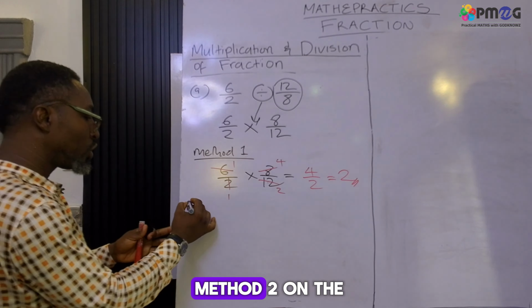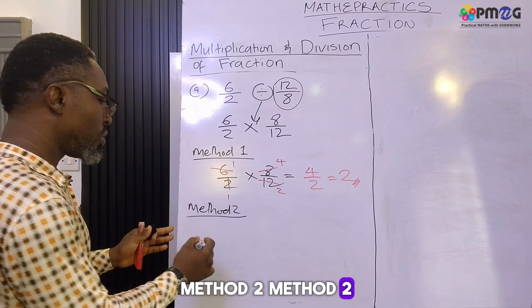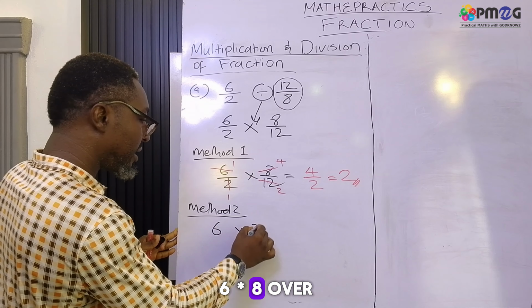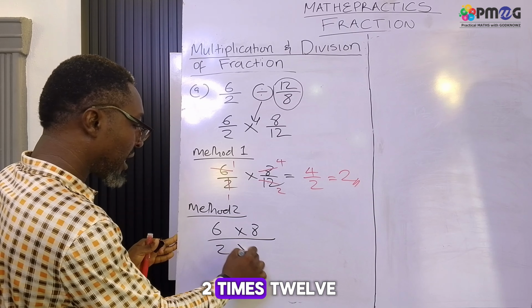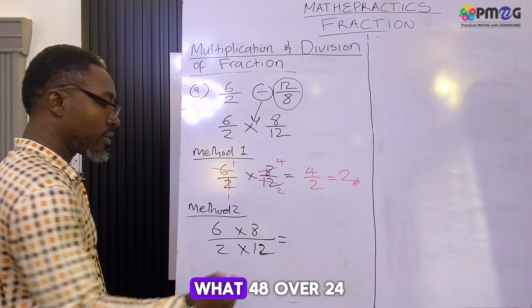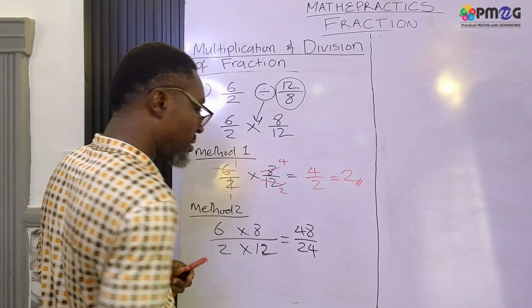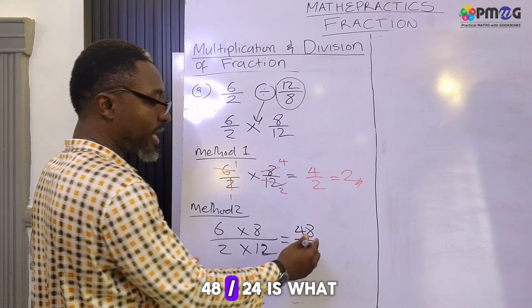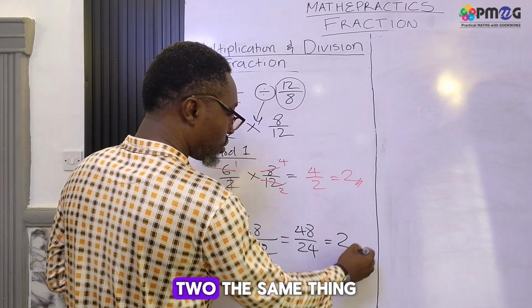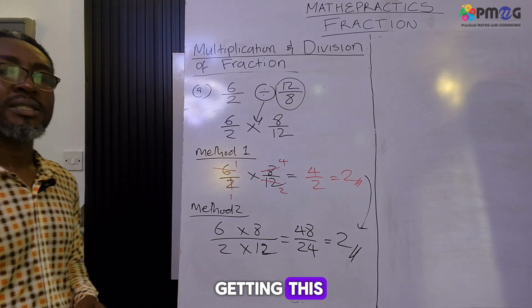Now let's try method 2 on the same question. Method 2 would be what? 6 times 8 over 2 times 12. 6 times 8 is what? 48 over 24. And we know that 48 divided by 24 is what? 2. The same thing as with method 1. I believe we are getting this.